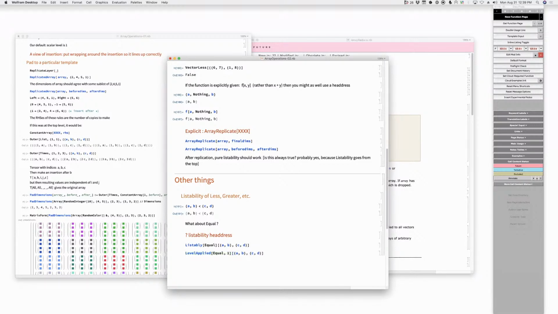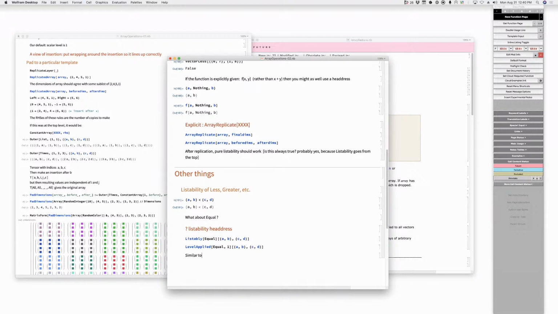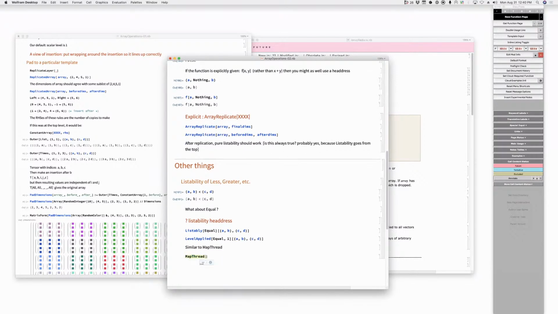So that's suggesting that the default case. Actually, yeah, go ahead. Well, I just looked at map thread, and it does actually take a level spec, which basically does this. But because it's not a headdress form, it's map thread of equal onto A, B, C, D at level, well, let's just do an F here.